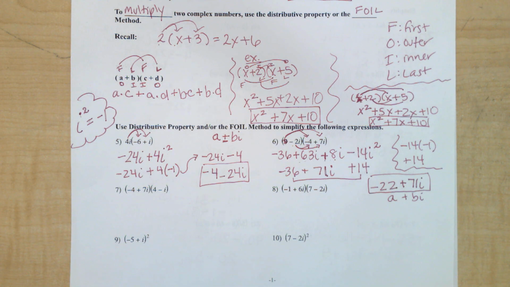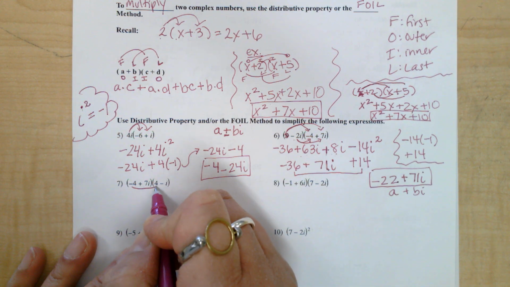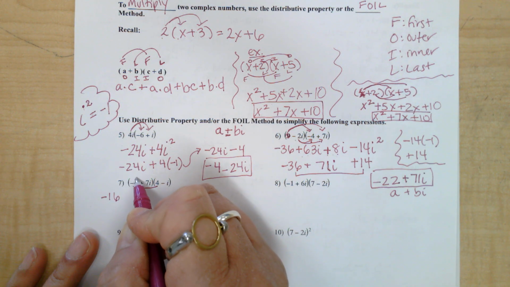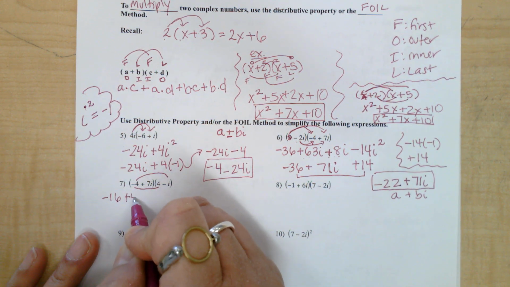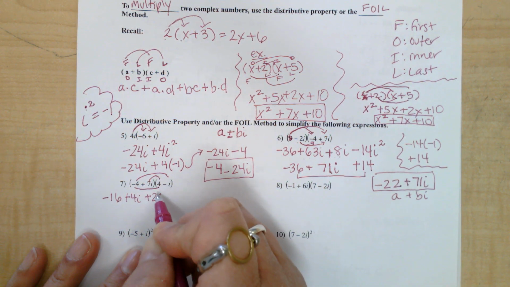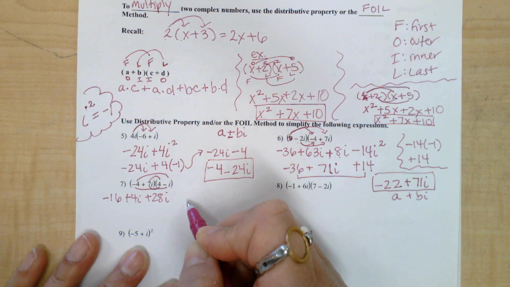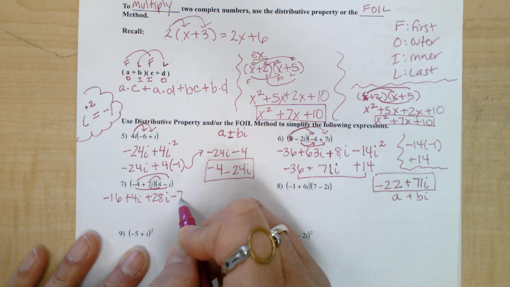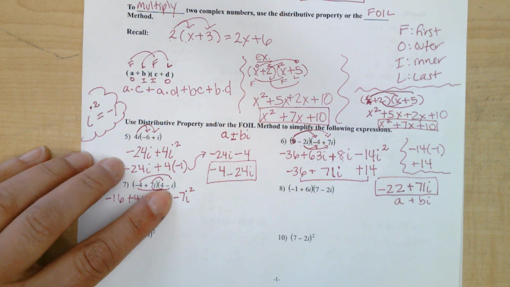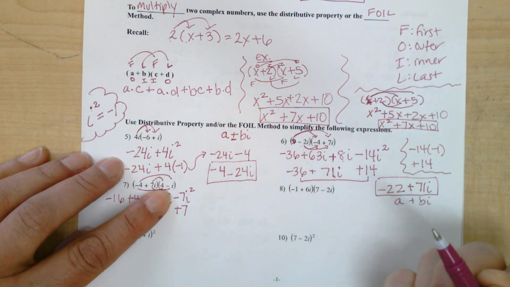Okay, let's try number 7. So let's do our FOIL. Here we have our first: 4 times negative 4, so that gives us negative 16. Outer: negative 4 times negative i, positive 4i. Inner: 7i times 4, positive 28i. And last: 7i times negative i is negative 7i squared. Okay, so all of a sudden, if you see that i squared, minus 7i squared, yep, we can change that just to a positive 7.